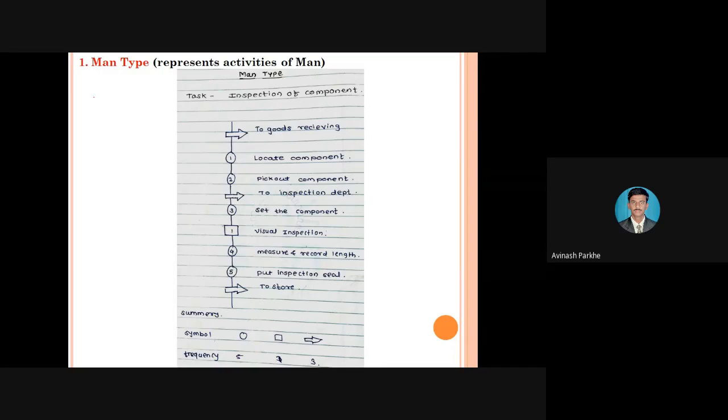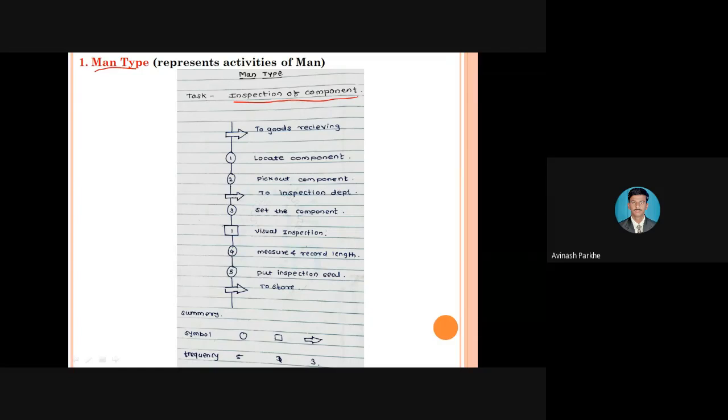So the first one is the man type. This is the first type of the flow process chart, that is, whatever movements are taking place by that particular man, or it represents the activities of man. Therefore this chart is called a man type of flow process chart. For that purpose here I have taken one example, that is inspection of the component.